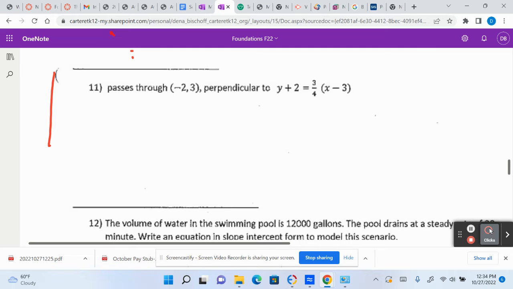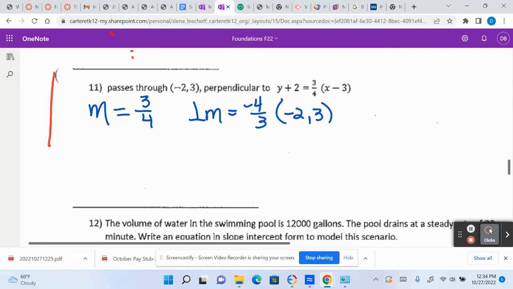Next one, number 11. I want it to be perpendicular. So what do I need to find first? What's the slope of that equation? So what's my perpendicular slope? Negative 4/3. And it's passing through this point. Daniel, give me an equation in slope or point slope form.